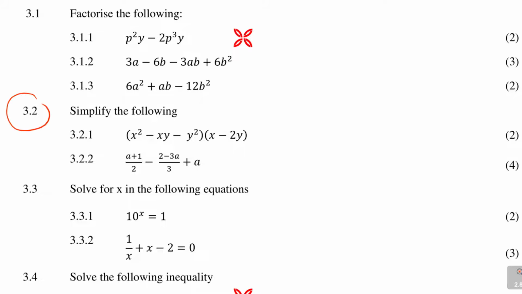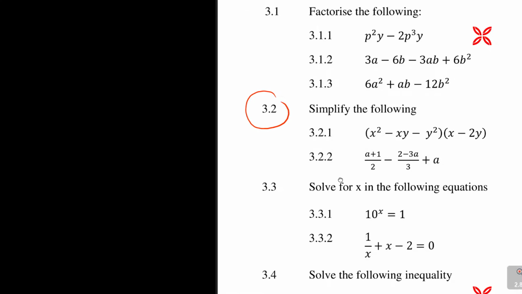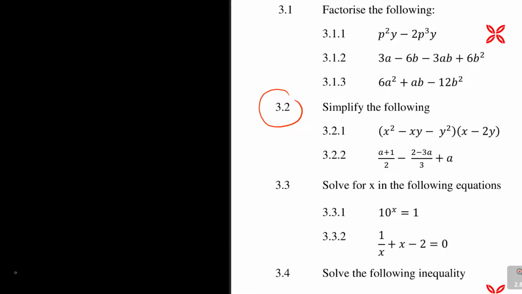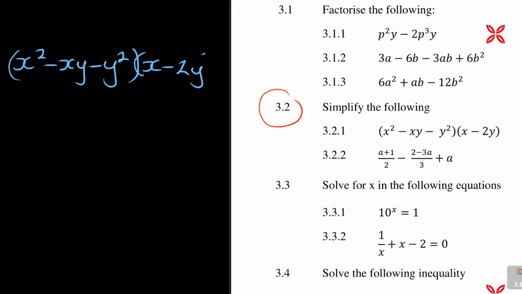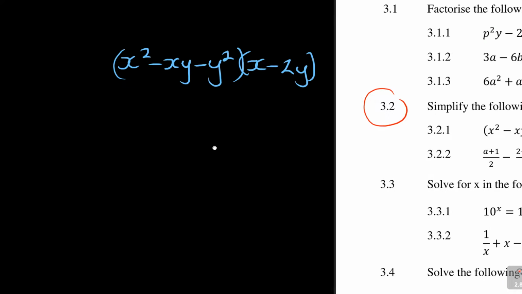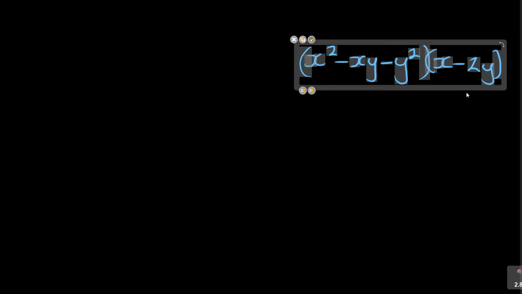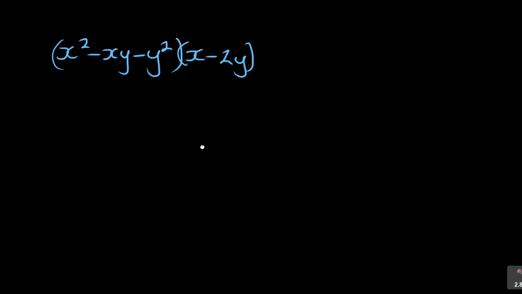We are supposed to simplify the following. They gave me that and it's 2 marks. So what are they giving here? It says x squared minus xy minus y squared, and then I've got x minus 2y. I'm supposed to simplify this. So if I'm simplifying this part, now the question is, just need to study it and ask yourself, why give me this? Why are they giving it like that?